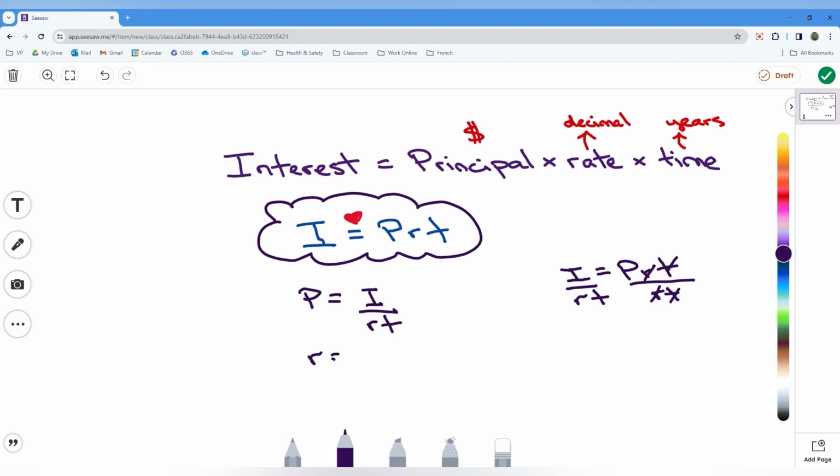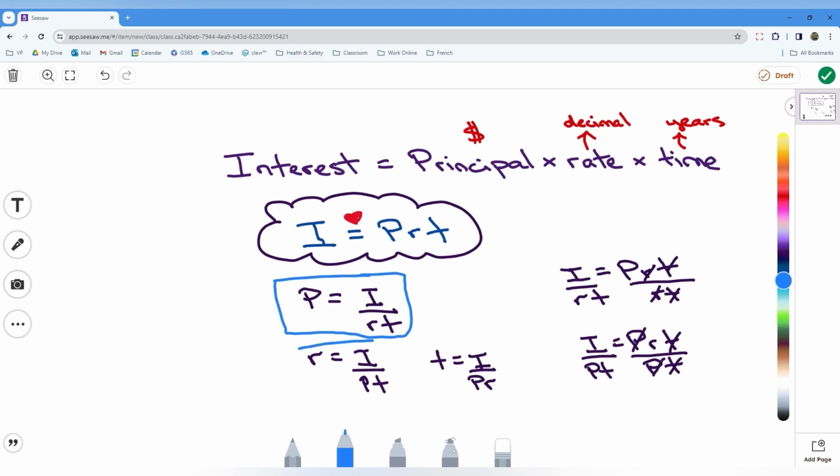Maybe we were trying to find the rate. Well, the same thing is going to happen. If I started with I equals PRT and I want rate, then the two that need to go away are P and T. So I'm going to divide by P and T. Once again, what you do to one side, you have to do to the other. The last variable we might be trying to find is T. So if I was trying to find T, the two that don't belong are P and R. So those are going to get divided and move to the other side. Now, I've got three new formulas that I could be using: solving for the principal, solving for the rate, or solving for time. It just depends on what the question is asking you.